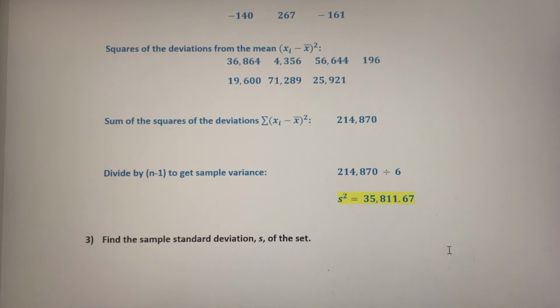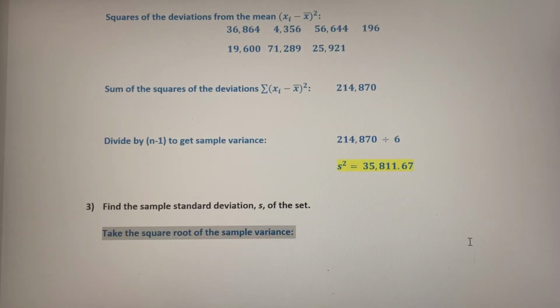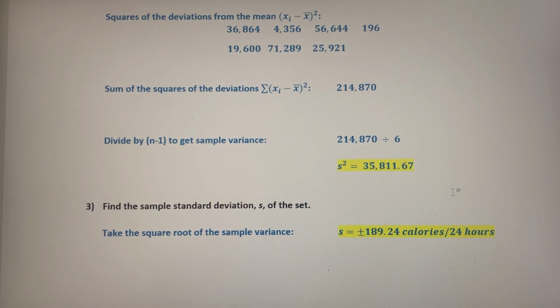So to find the standard deviation now, I'm just going to take the square root of that sample variance, okay? So the standard deviation here is going to be plus or minus, because with the square root you can have a positive root or a negative root. So plus or minus 189.24. And notice the units here on the standard deviation are the same as the units in our data set, okay? I didn't put units on variance. You don't need to have the units on the variance, but standard deviation does need to have units, okay?